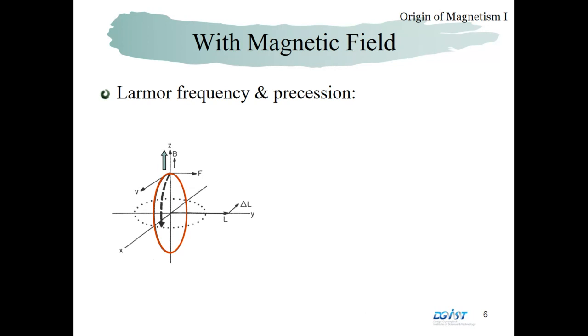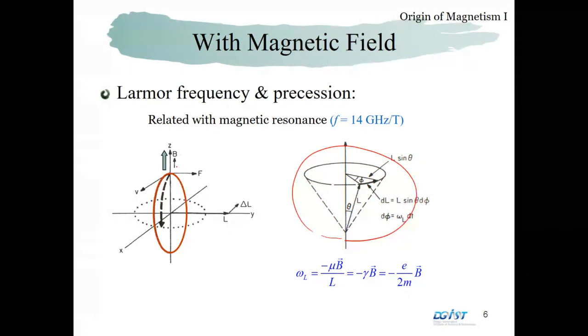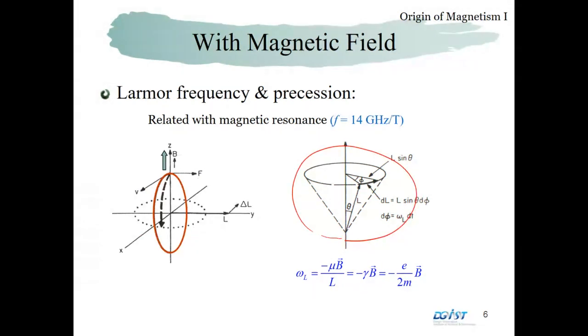Actually, the important thing is this part. I want to show this part to understand why the precession happens. This motion is the result of this cartoon, which is the explanation of the origin of the Larmor precession, and as a result, you obtain such kind of precession.